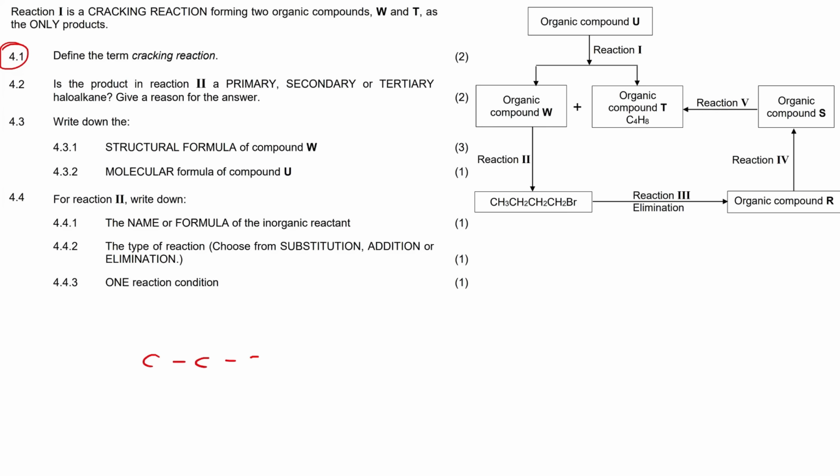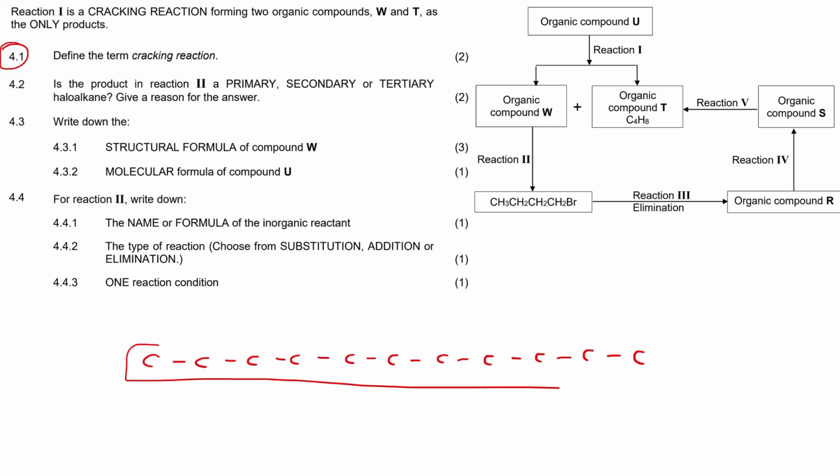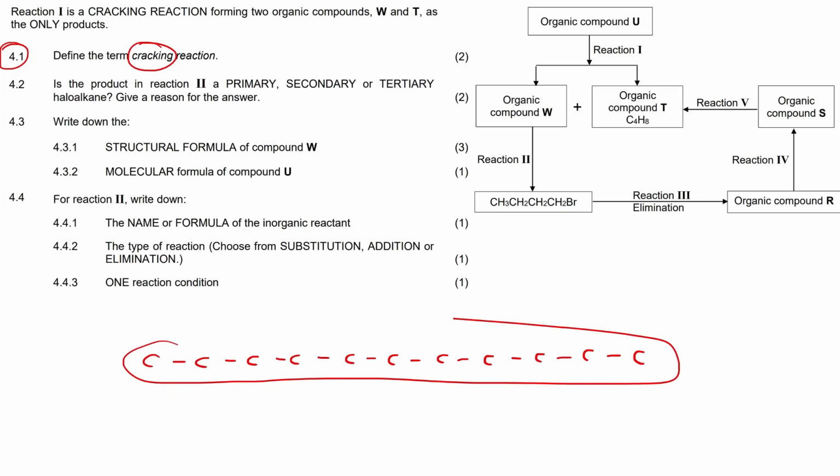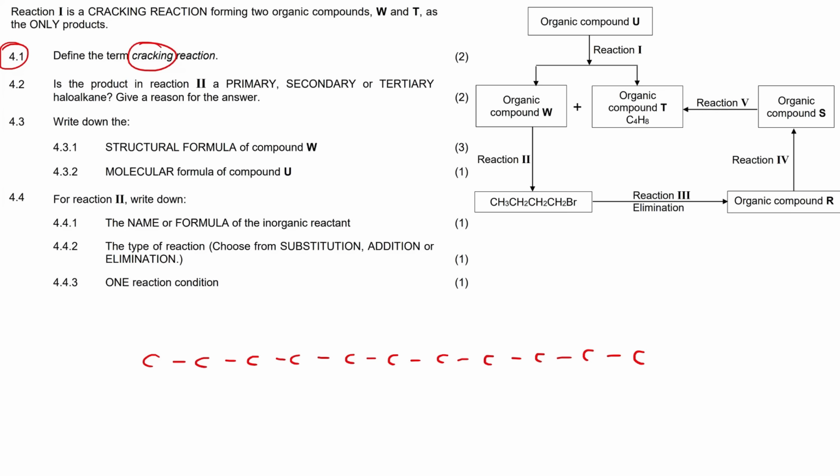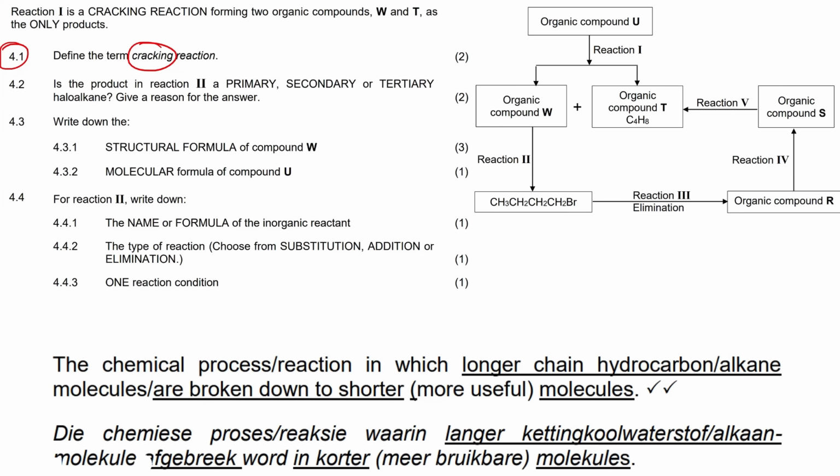In real life, we get these very long alkane molecules, okay? So maybe they're super long like that, and then obviously there would be hydrogens everywhere. Now, these longer molecules which we find in real life are not very useful for a lot of applications. But what is very useful is often to have much shorter compounds. So cracking is the process where you take these longer chain alkanes and you break them up into shorter chain molecules. It's the chemical process, or you can use the word reaction, where a longer chain hydrocarbon, or an alkane, is broken down into shorter molecules.